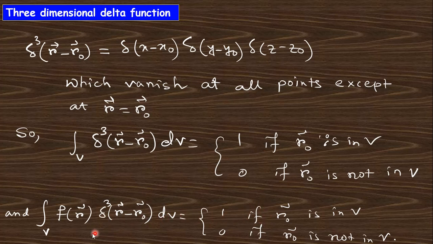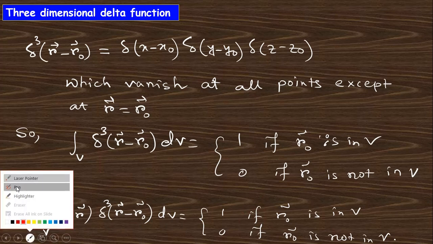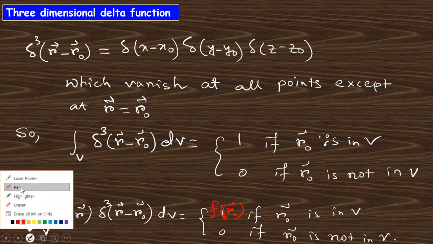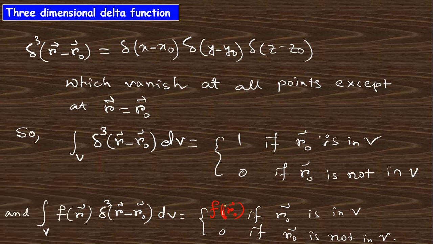I think there is a mistake. Actually, this will be f of r0. Please correct this one. It will be f of r0, when this becomes that.